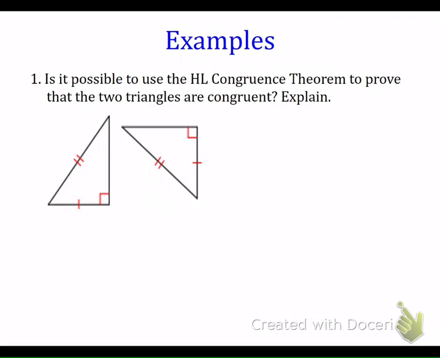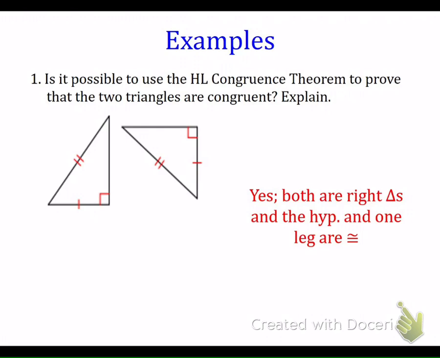Example 1 says, is it possible to use the HL congruence theorem to prove that the two triangles are congruent? So basically, does HL work? You need three things to use HL. You need right triangles. Do we have that? Yes, there's a right angle in both. Do you have matching hypotenuses? And then do the legs match? So yes, both are right triangles, and the hypotenuse and one leg are congruent from one to the other. So this is a yes.